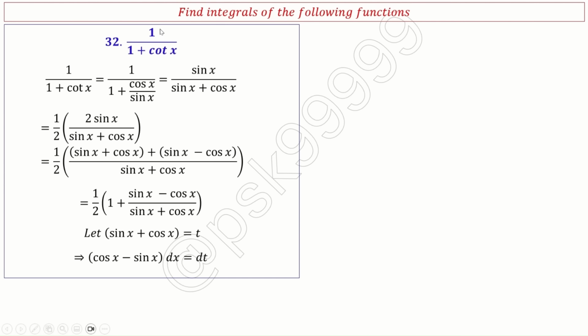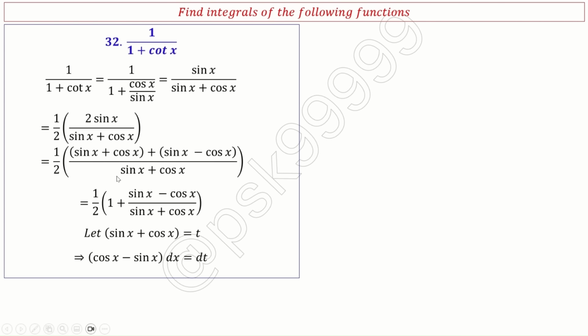Okay, next. 1 by 1 plus cot x. This is slightly different. You expand cot x as cos x by sin x, then you will get sin x divided by sin x plus cos x. I am rewriting this as 1 by 2 into 2 sin x by sin x plus cos x. So 2 sin x I am writing as sin x plus cos x plus sin x minus cos x.